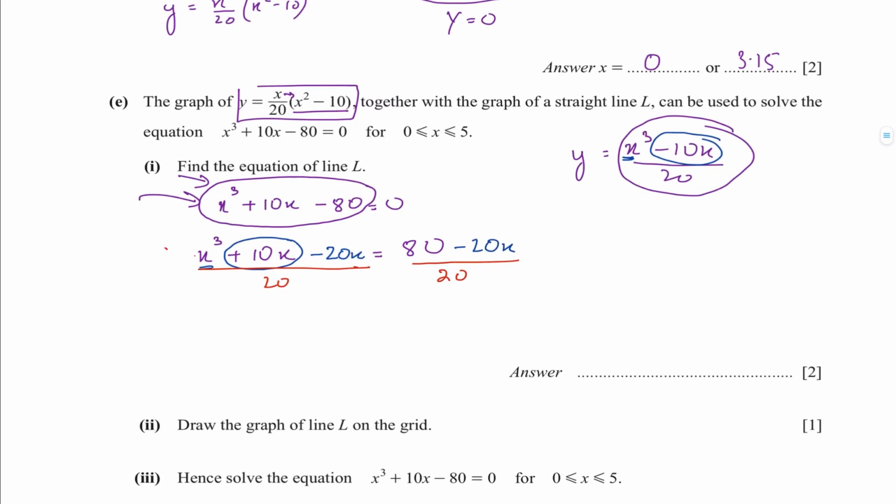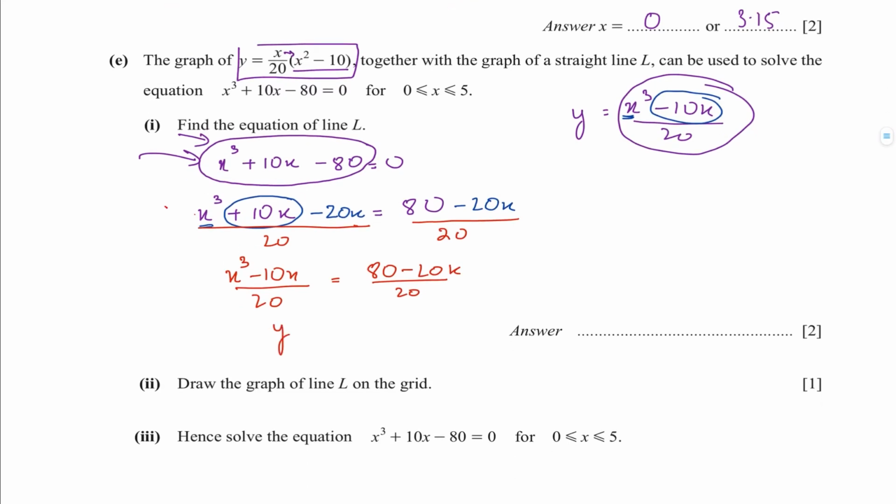So let's see what happens to the left-hand side. It becomes x cubed minus 10x upon 20, and the right-hand side is equal to 80 minus 20x upon 20. So this is now equal to y. The left-hand side is officially equal to y, so I now have the equation of the straight line, and I can take 20 common in the numerator, so that's 4 minus x upon 20.